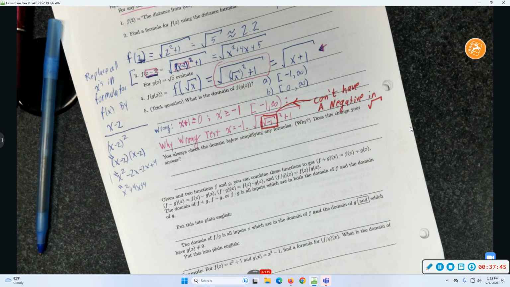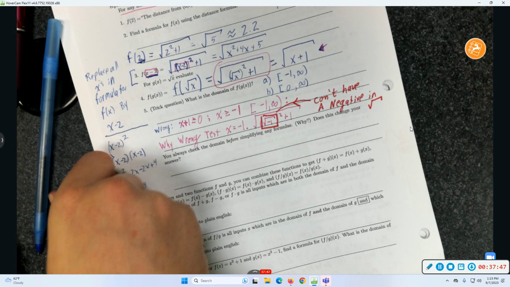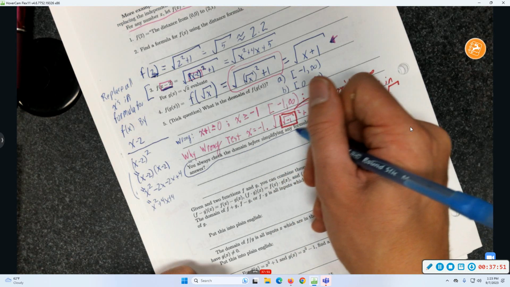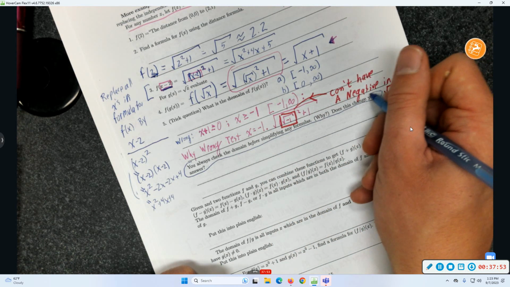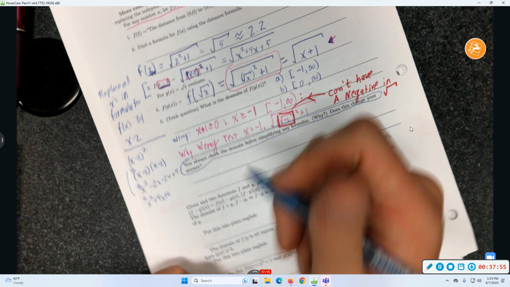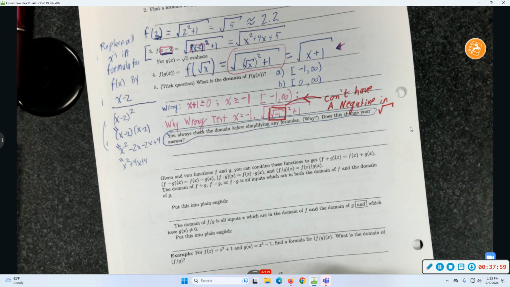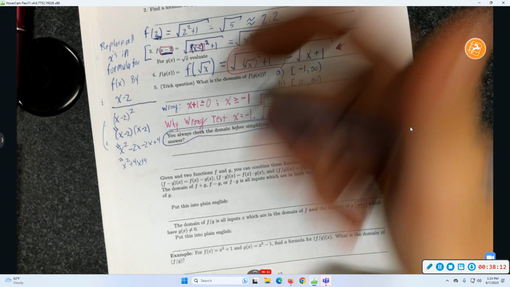You're not allowed to see a negative inside of a square root. So here's the takeaway: you always check domain before simplifying any formulas. The reason is that whenever you do algebra to a formula, you might accidentally change the domain. Something that prevents a thing from being defined might suddenly become defined after you simplify it, and that makes the domain bigger, which is often desirable, but it means that's really a different function.